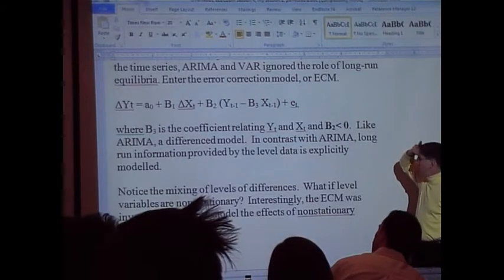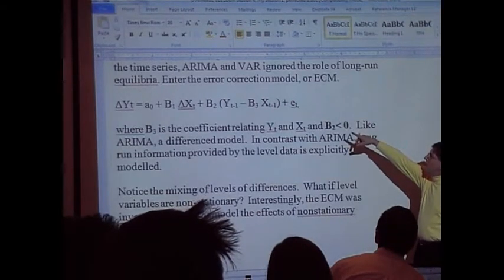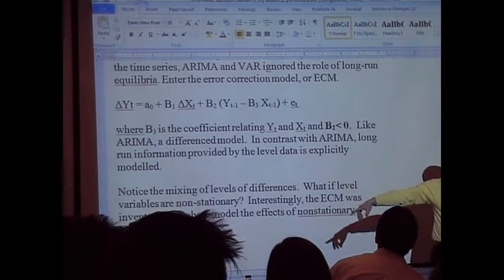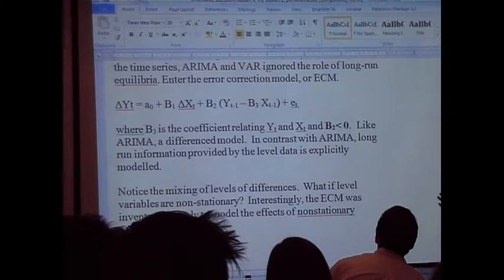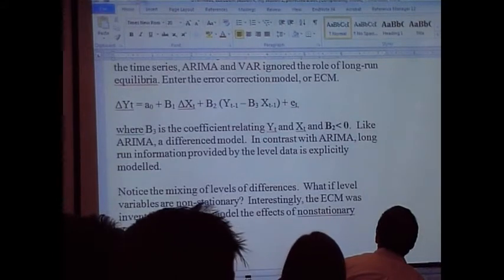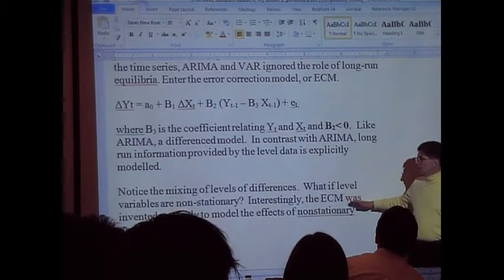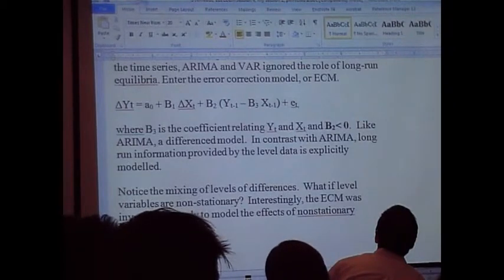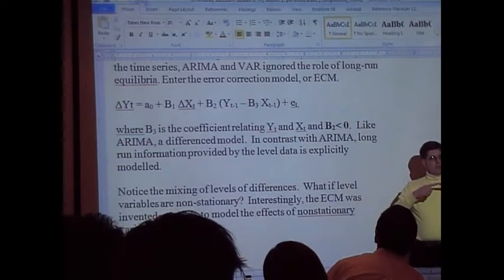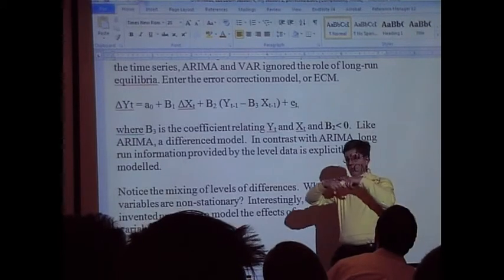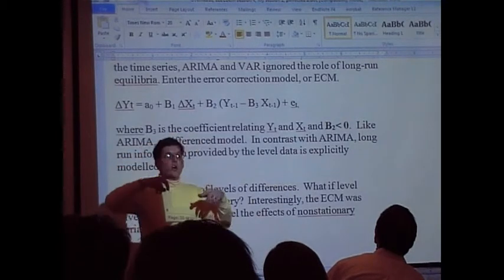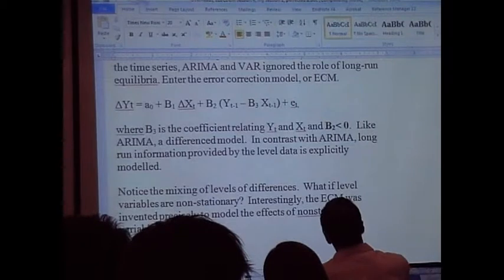And then one question comes along: well, what if these level variables, y and x, are non-stationary? What if x and y are integrated? How can we put these two integrated variables into a model? Well, it's interesting that the ECM was actually developed precisely to find a way to incorporate those variables into a model. Not as variables having an effect on each other, but as variables whose relationship, and the errors in the prediction of which, cause changes next time.